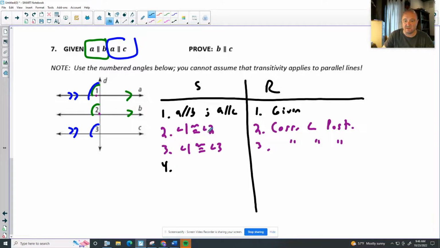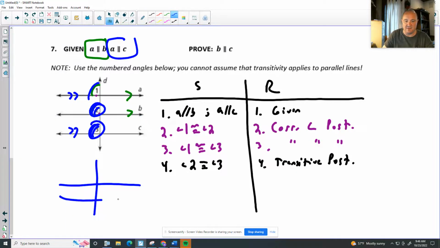That takes me over to my transition, which is, well, if 1's congruent to 2 and 1's congruent to 3, then 2's congruent to 3. That's transitivity. And then I think, well, how does that help me? Well, remember, if corresponding angles are congruent, and 2 and 3 are, then the lines are parallel.